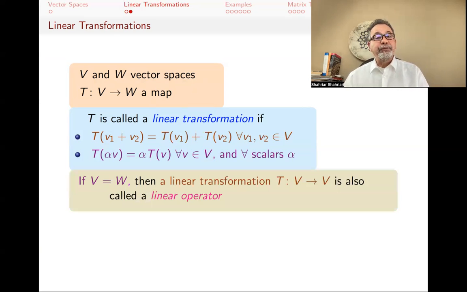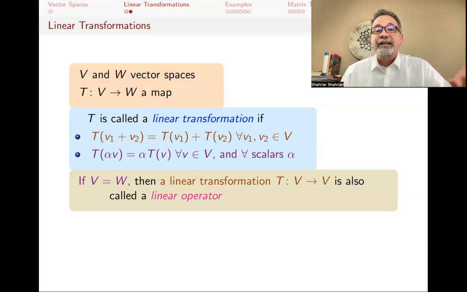Sometimes we actually like to have linear transformations from a vector space to itself. That means you're taking elements of a vector space and sending them somewhere else in the vector space. For those, we think of it as operating on the vector space, doing something to that vector space. And we sometimes use the vocabulary linear operator for those linear transformations.